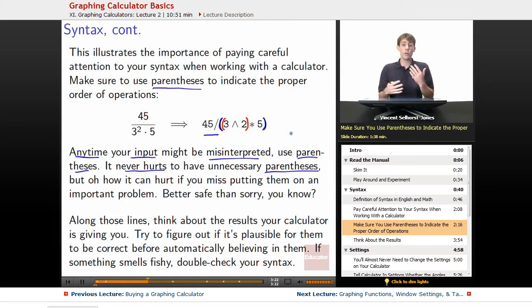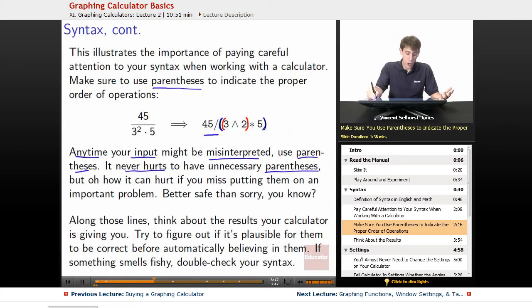Now, as you work more with your calculator, you'll start to get a sense for exactly how the syntax works, and you'll realize, oh, it only interprets the very next thing as being what the exponent is, so I will be safe with just 3 exponent 2 times 5. It'll interpret that as 3 to the 2 times 5. But it takes a little while to figure out exactly how it works, and once again, you're better safe than sorry, so more parentheses are always a good thing if you're not sure.